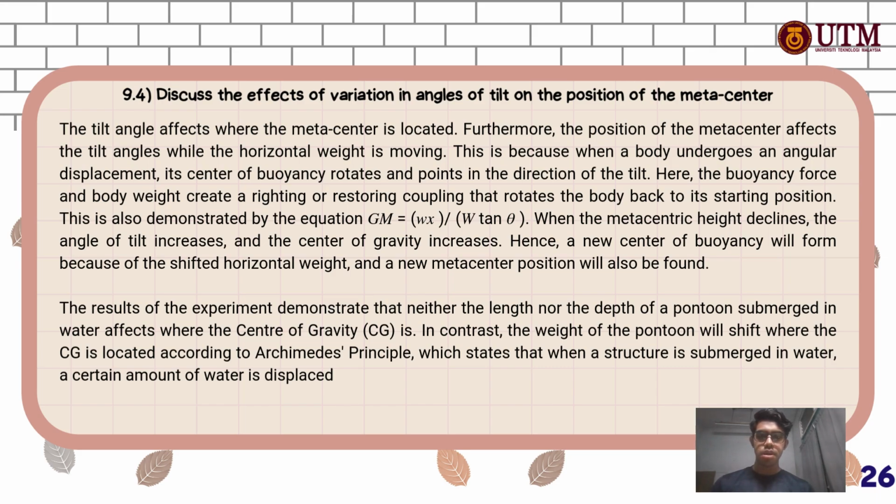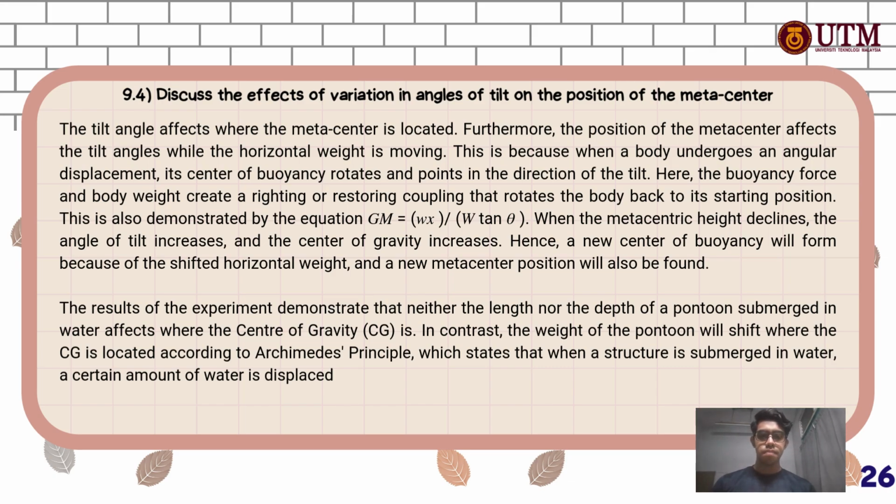This is also demonstrated by the equation GM equals Ws over W tan theta. When the metacentric height declines, the angle of tilt increases and the center of gravity increases. Hence, a new center of buoyancy will form because of the shifted horizontal weight, and a new metacenter position will also be found. The result of the experiment demonstrates that neither the length nor the depth of a body submerged in water affects where the center of gravity CG is.